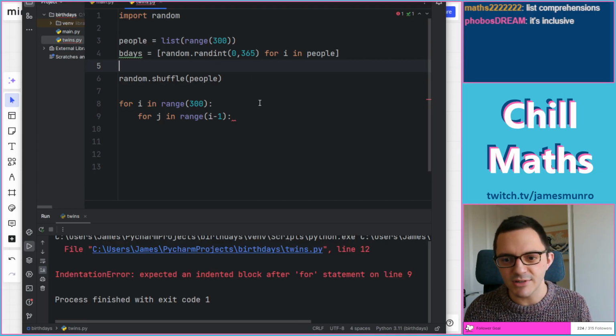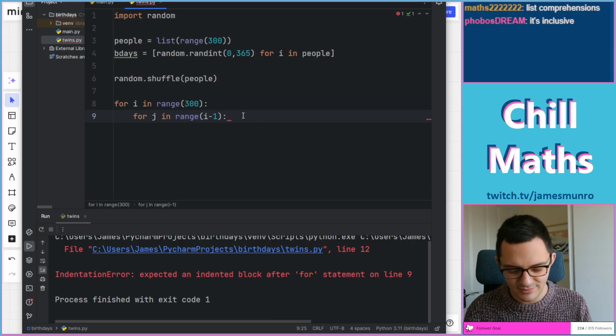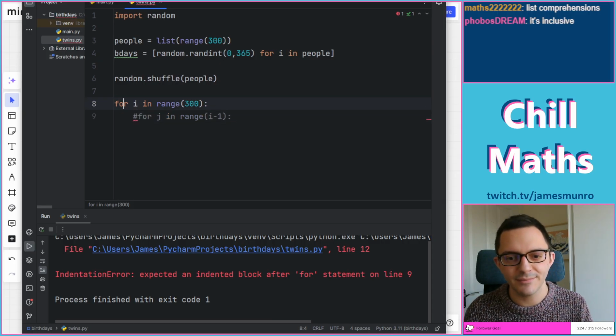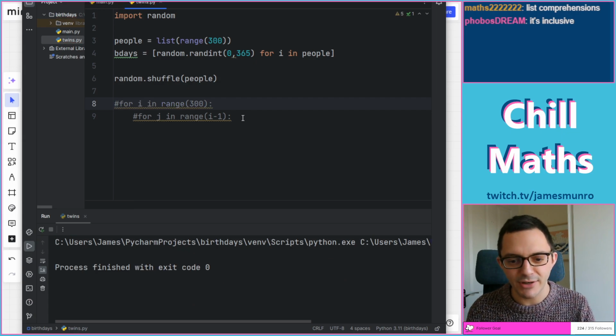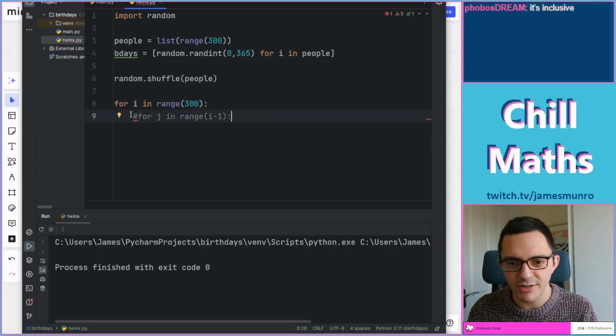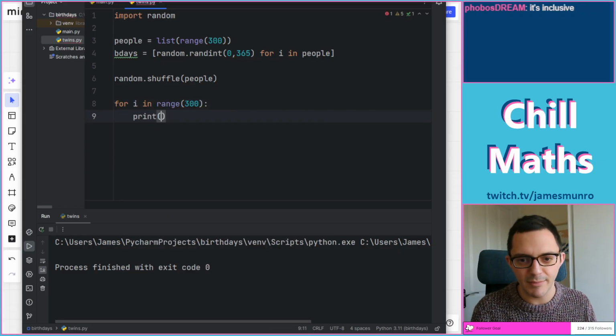I've indented some stuff over here because I haven't finished writing this code yet. Let's just comment that out for now. Are we having fun? I think we're having fun. Okay, we've shuffled all the people now. For i in range this. Should we print out the people and their birthdays?